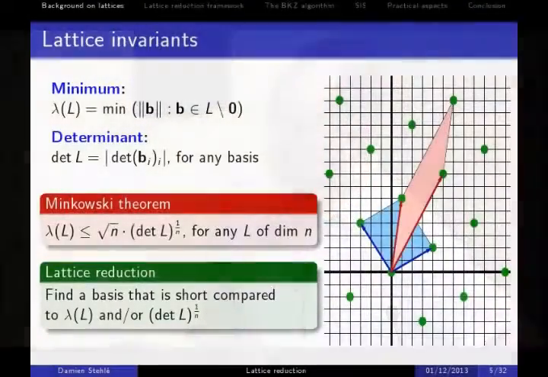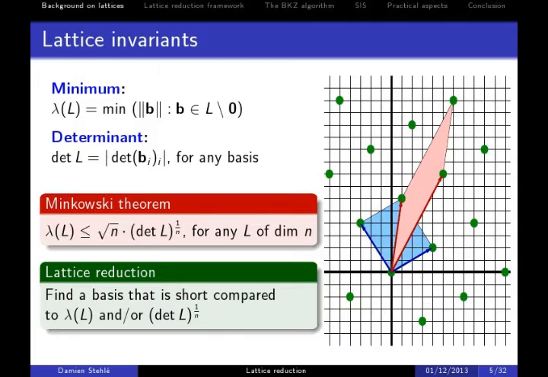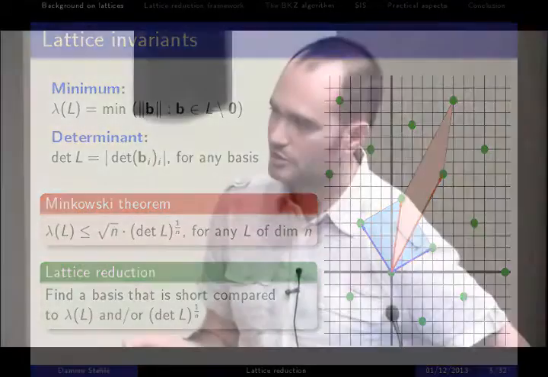Okay, so I can refine a little bit the definition of lattice reduction. So we want to find a basis. Given an arbitrary basis of the lattice, we want to find a basis which is short compared to the minimum, because it's short compared to the best that can be achieved, or is short compared to the nth root of the determinant, because we could be interested in having a practical variant of Minkowski's theorem. Instead of trying to find the shortest one, try to find something which is small compared to the determinant to the 1 over n.